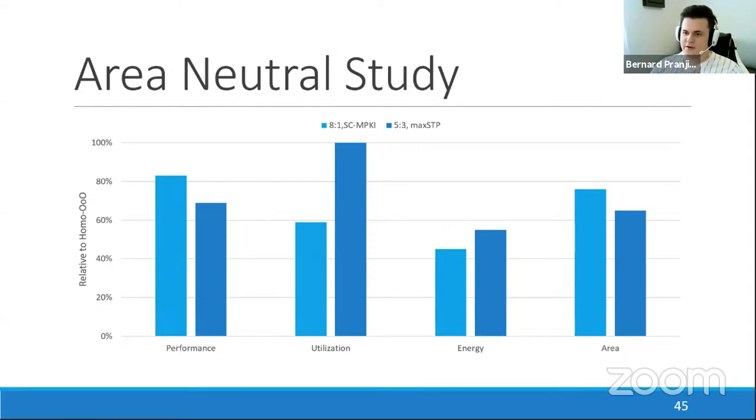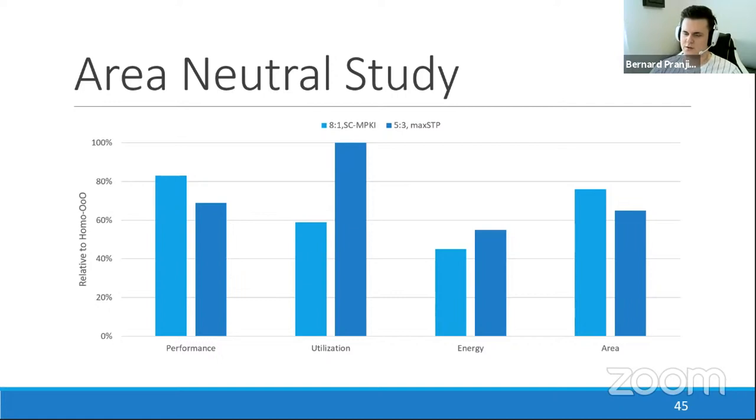Now let's compare areas. So now it was always about comparing the amount of cores, and they thought it should be good to compare areas. So they have a Mirage core with an energy efficient arbitrator. So it has 8 in-order cores and 1 out-of-order core, compared to a traditional heterogeneous core with 5 in-order cores and 3 out-of-order cores.